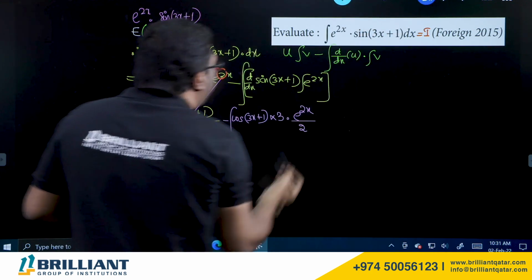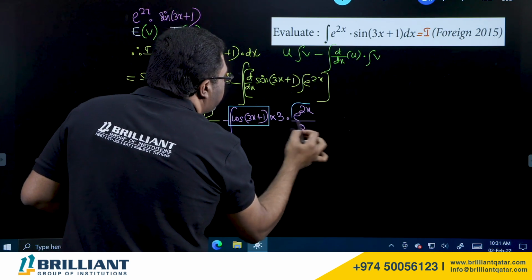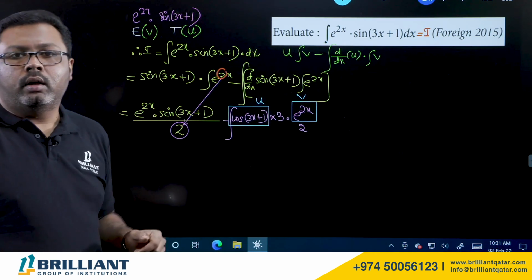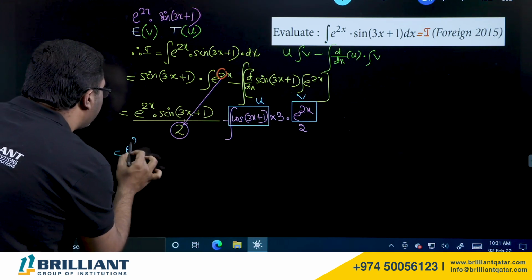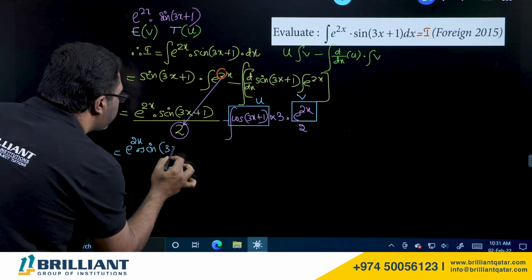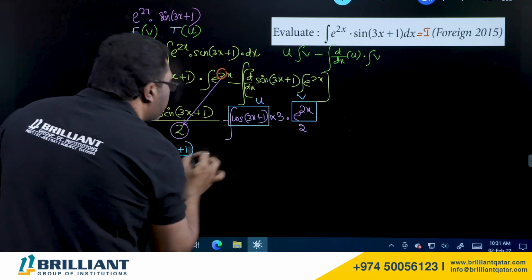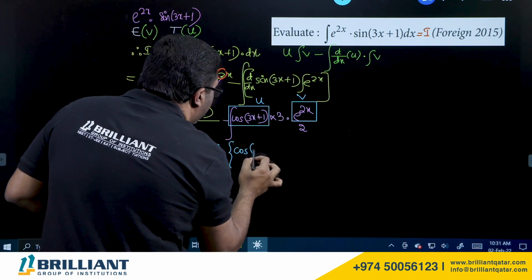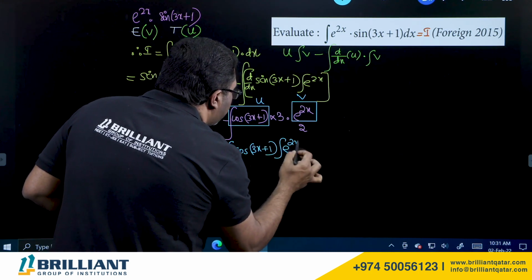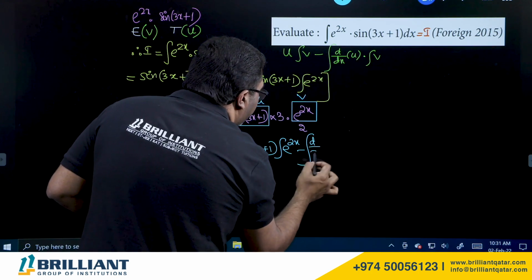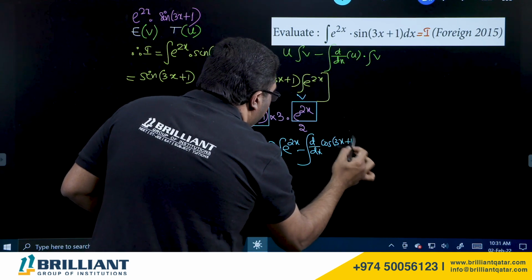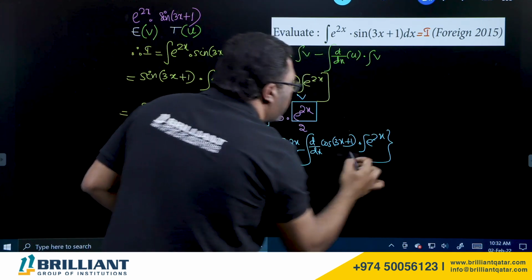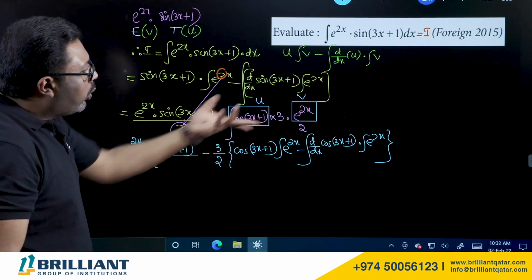Now we will try to identify: this is going to be trigonometry, this is going to be exponential. So trigonometry is going to be considered as u and exponential is going to be considered as v. So that is equal to e raised to 2x into sine of 3x plus 1 divided by 2 minus 3 by 2. Again using the formula: u into the integral of v minus the integral of the derivative of u into the integral of v. Yes, the product rule. Again, we do the integration.